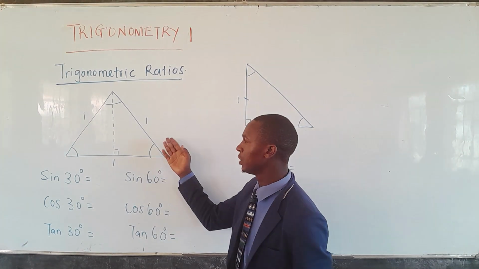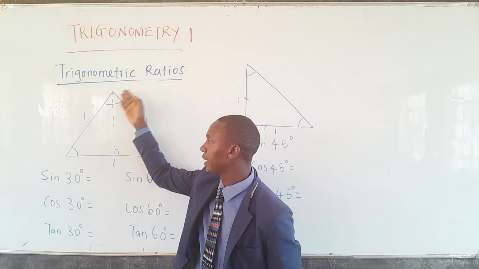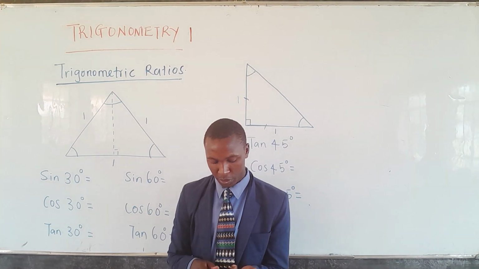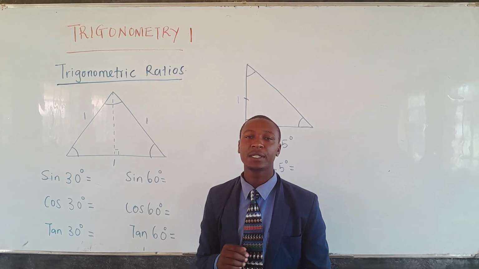So this is known as the unit triangle because you can see it has one unit over here, one unit over here, and one unit over here. It is an equilateral triangle, and we are going to explain, using this triangle, the meaning of trigonometric ratios.